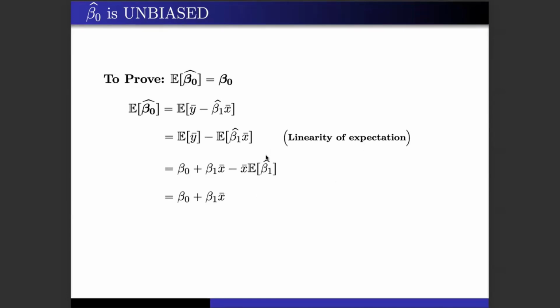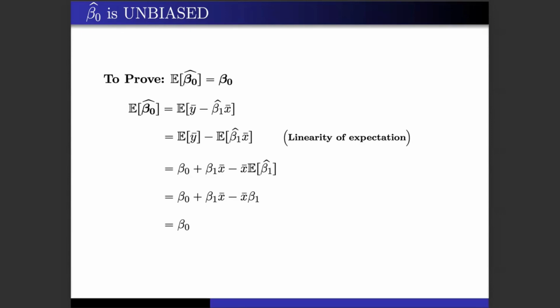If we look at the third term, we have x bar times expectation of beta 1 hat. We have just proved that beta 1 hat is unbiased. That is, expectation of beta 1 hat equals beta 1. And therefore, the third term can be simplified to x bar times beta 1. And now we have beta 1 x bar minus beta 1 x bar, which cancels out and we get beta naught. And we have that expectation of beta naught hat equals beta naught, which means that beta naught hat is unbiased.